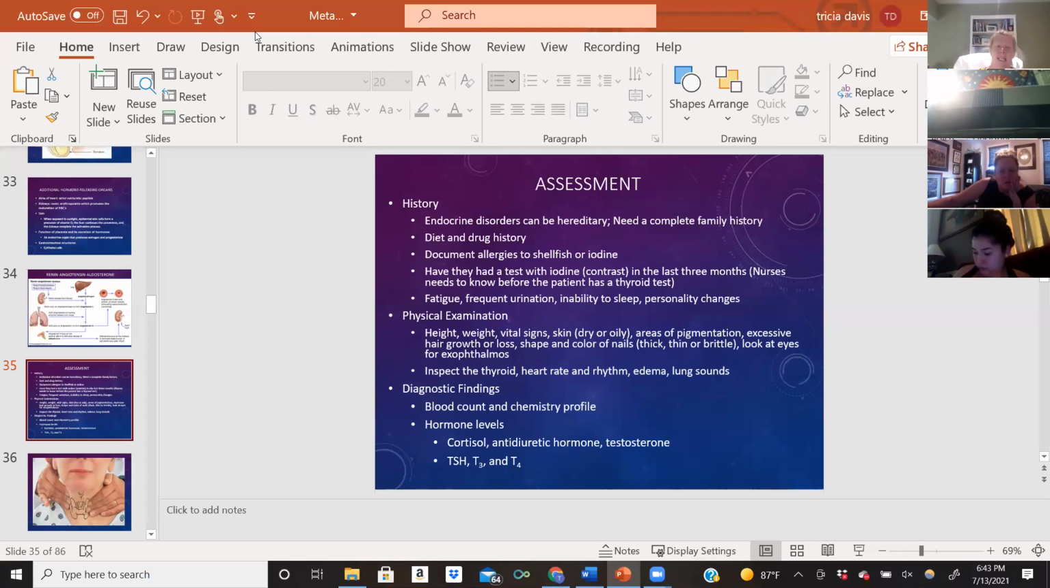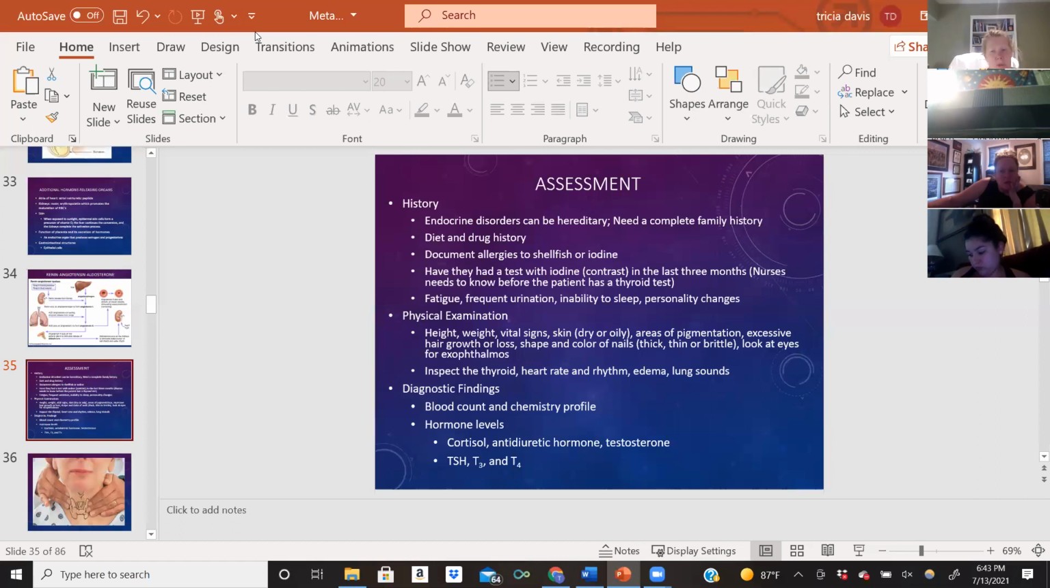And then when we're listening, I said you could go in and stand behind the patient, make sure you're inspecting that thyroid. Do you feel any nodules on there? Does it feel large and swollen? Make sure you're listening to their heart rate and their rhythm. Check their extremities, especially their feet and their ankles, for any type of edema. And then, of course, you're going to listen to their lung sounds, listen for any heart murmurs or adventitious lung sounds.